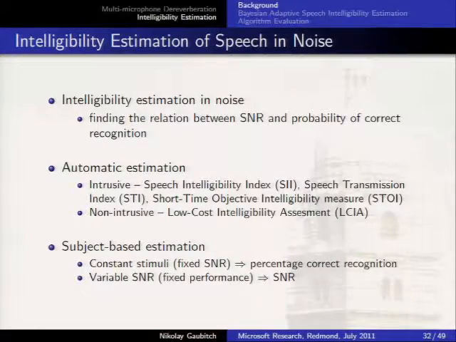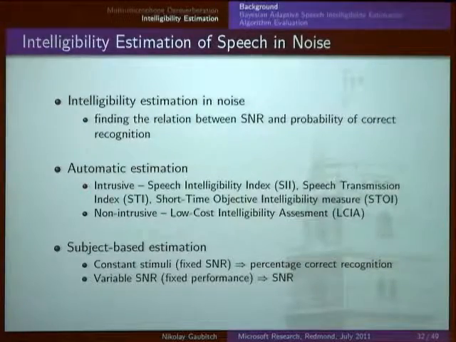And then there's subject-based estimation, where you instead have listeners, people sitting there and listening and somehow indicating what they hear. In that case, you can have two ways of looking at it. One is that you fix your SNR for a noise condition. You place samples at a fixed SNR and you count how well these subjects understand what's being said, and you get out the percentage of correct recognition. Or you can have a variable SNR and a fixed performance that you want. You say, I want to find the SNR for which the recognition rate or intelligibility rate is 75%, and then you vary the SNR until you find the right spot. This constant stimuli version, where you fix the SNR, is quite slow, and this one is somewhat faster.